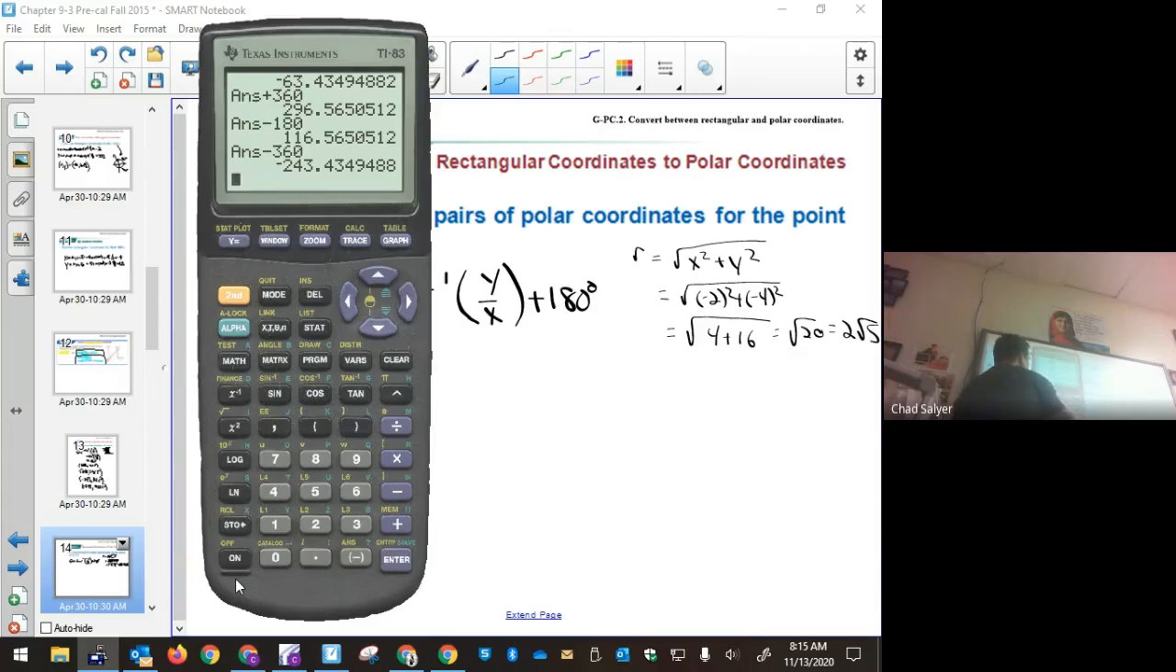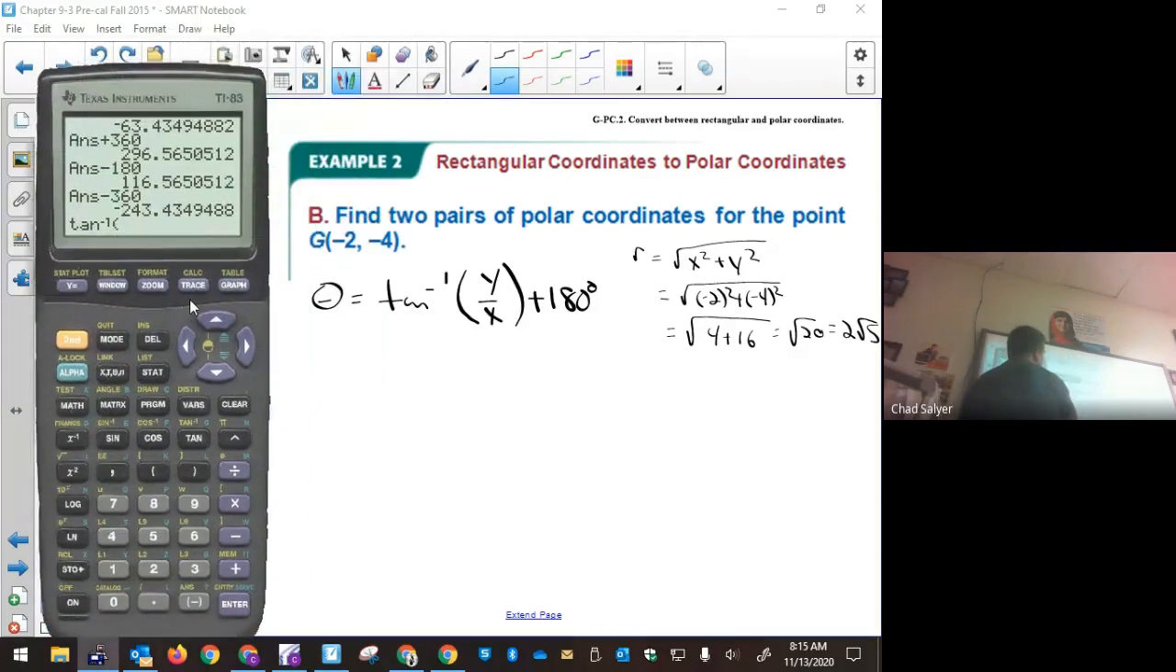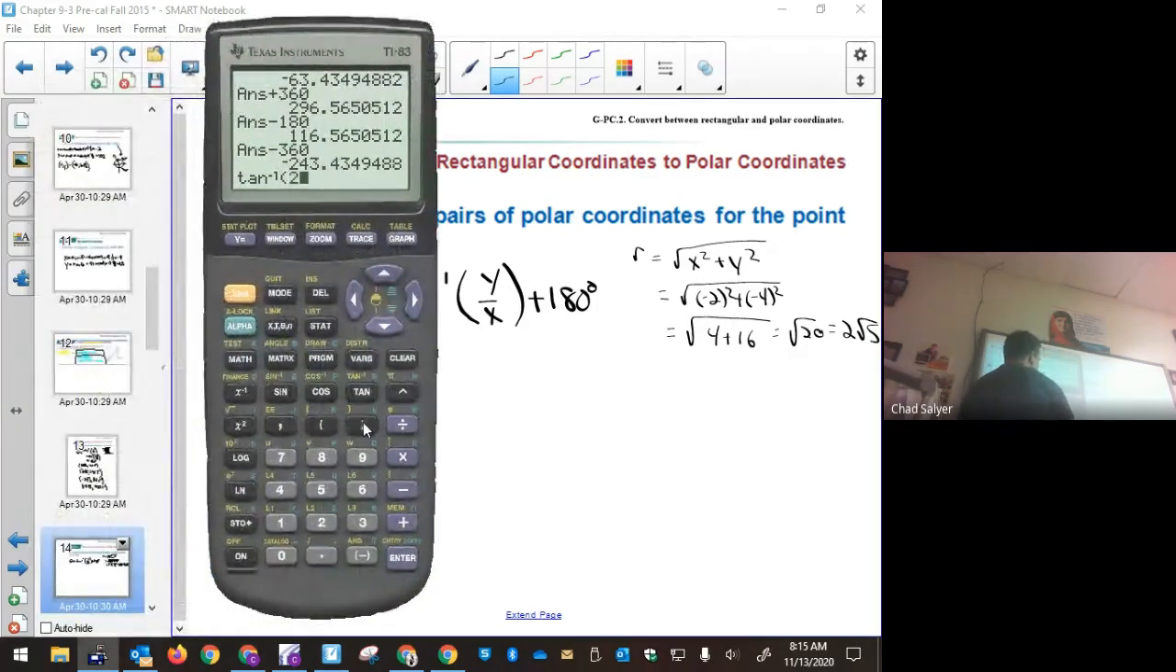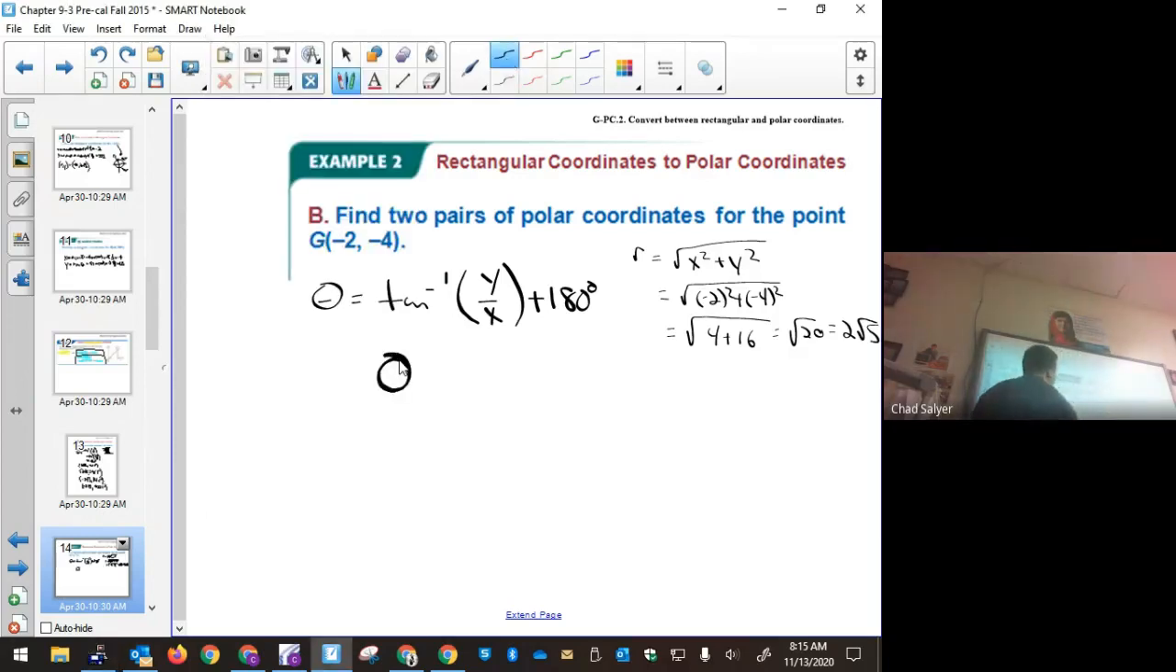All right, so tangent inverse. Y over X in this case is going to be positive 2. Then I add 180 to that. So 243.4 degrees, about.